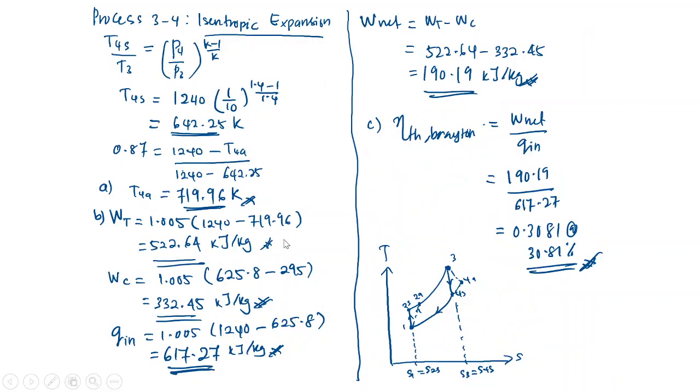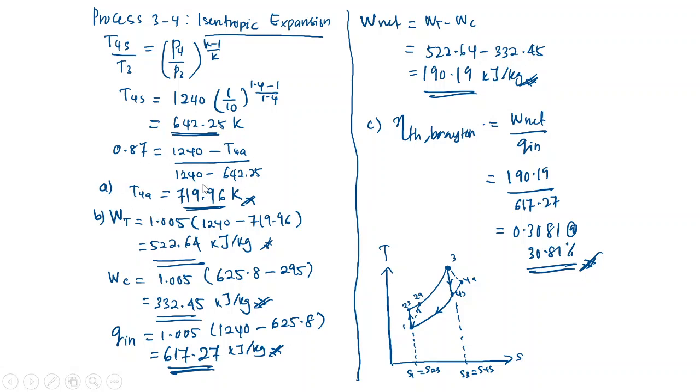Process 3-4 is also the same. We have the pressure ratio, and we can determine the temperature at 4s, the isentropic point 4, from this equation. Then by using the efficiency for the turbine, we can calculate the actual temperature at point 4.